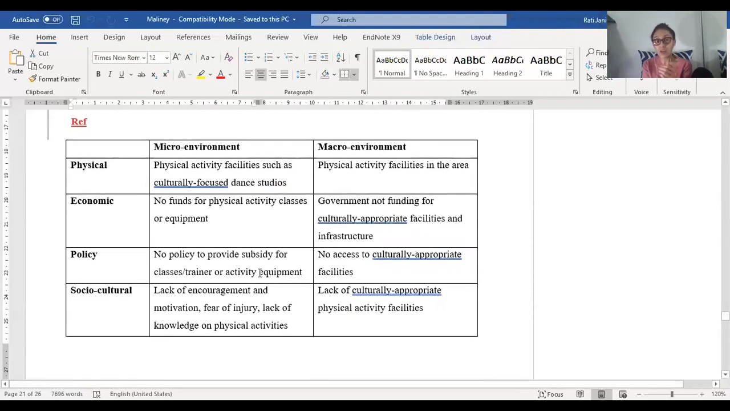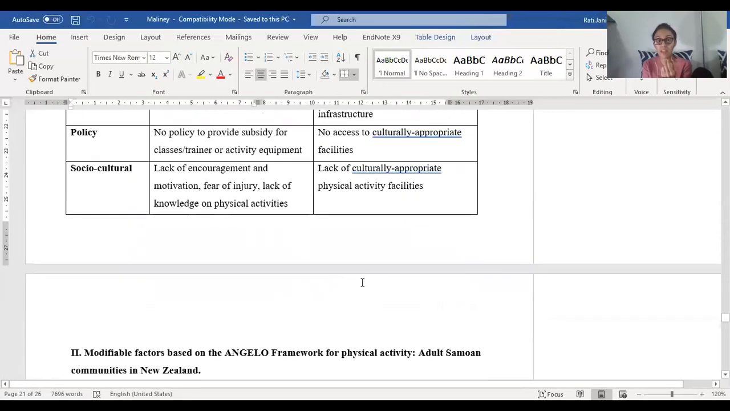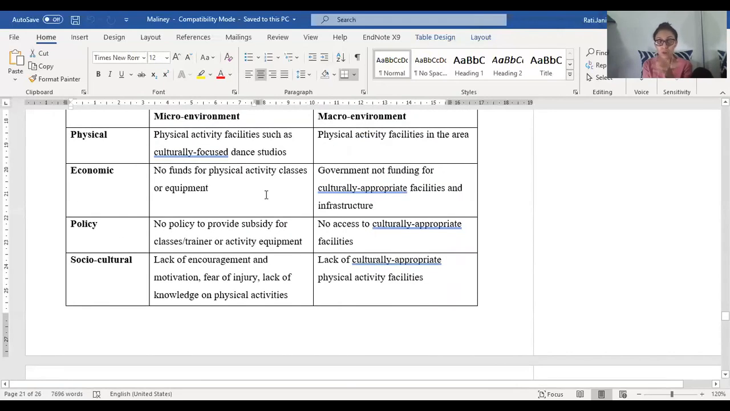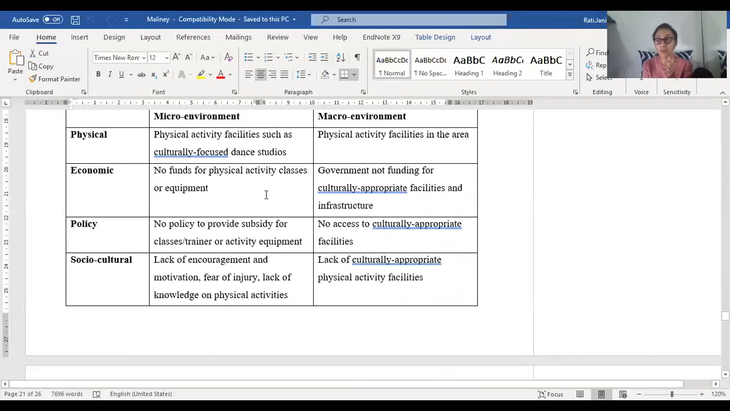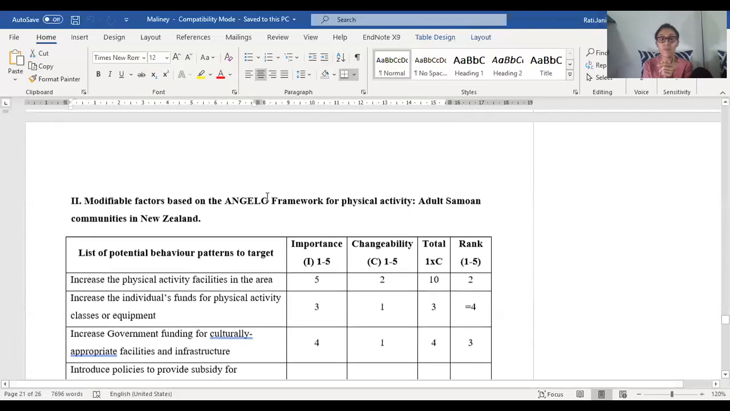And she said that these are the various macro and micro environmental factors, and of this, XYZ is the one that she is using to design her intervention on. All that is written in her introduction section, but she actually showed me the working of modifiable and non-modifiable factors: where is the gap, and which one is she focusing on as part of her intervention using the Angelo framework.